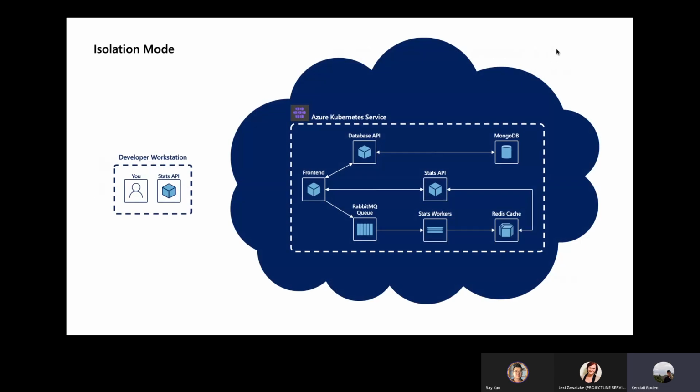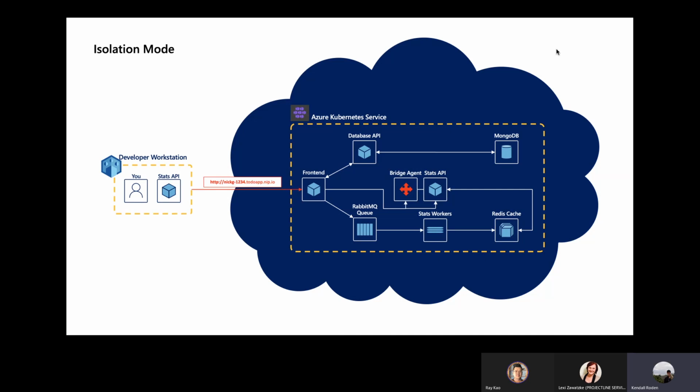So if I want to work in isolation mode, it's going to look very similar, right? My developer workstation and my Kubernetes cluster have become connected through this Bridge extension that I'm using. And instead of redirecting the stats API for everybody that's hitting the front end in that particular cluster namespace, I'm going to have a Bridge agent that runs alongside the currently running stats API in the cluster.